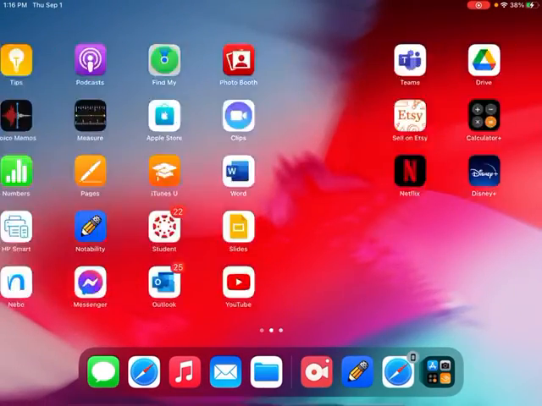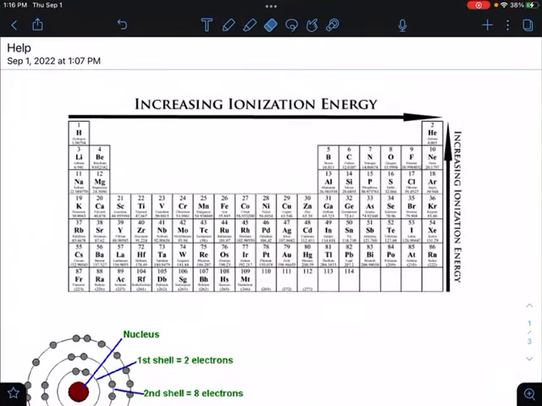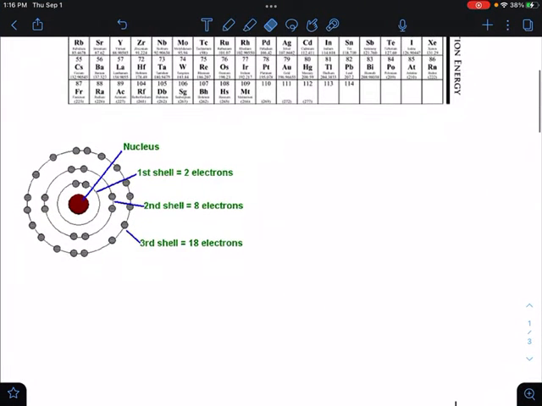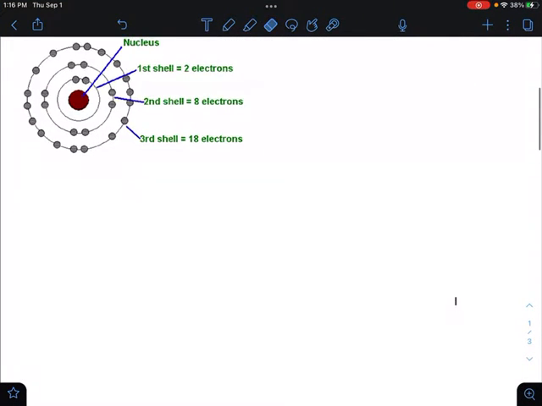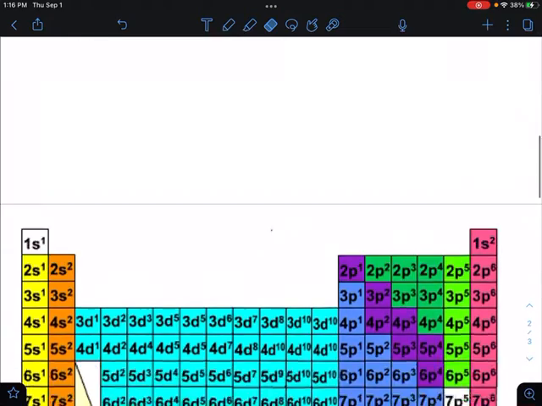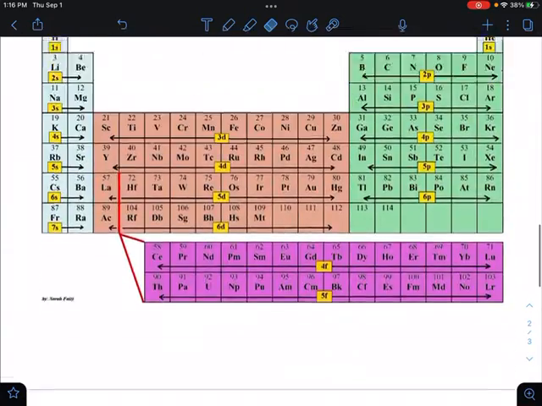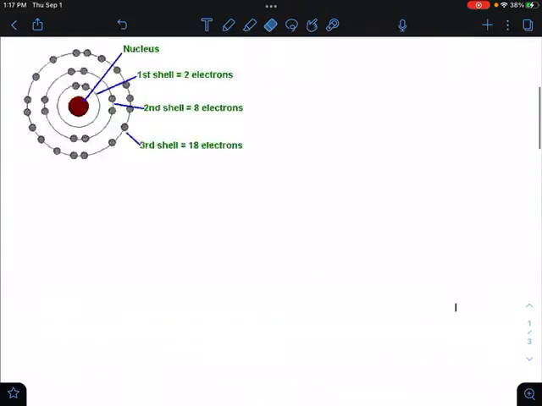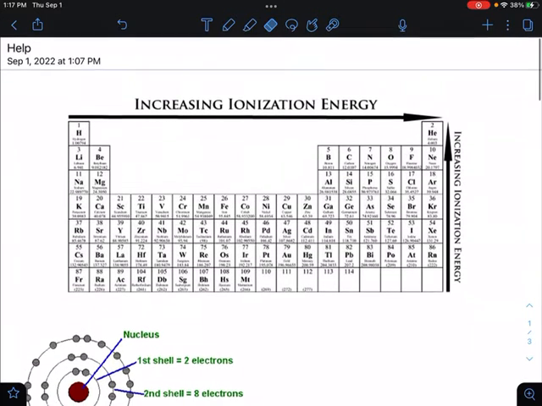Today we will be talking about energy and how that relates to the organization of electrons and how to perform electron configuration. So we're going to start with ionization energy.